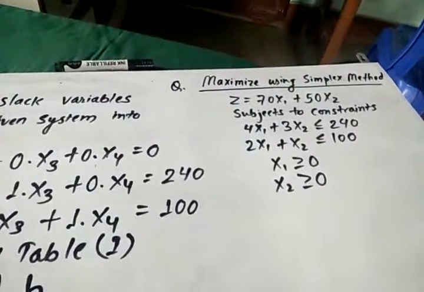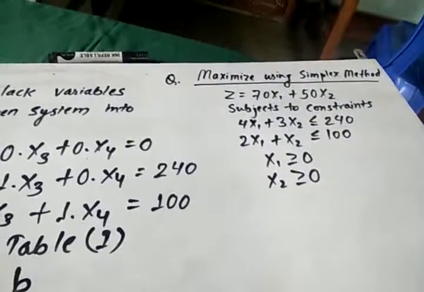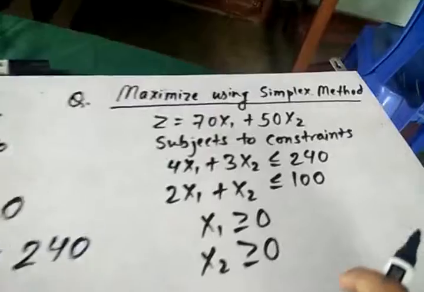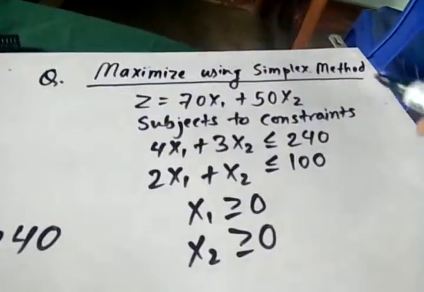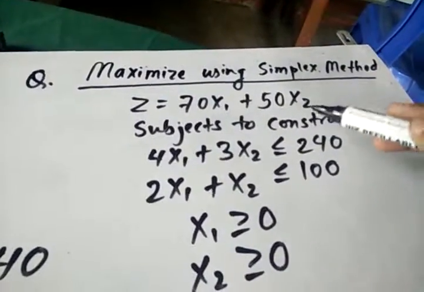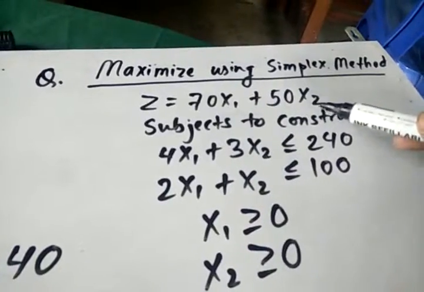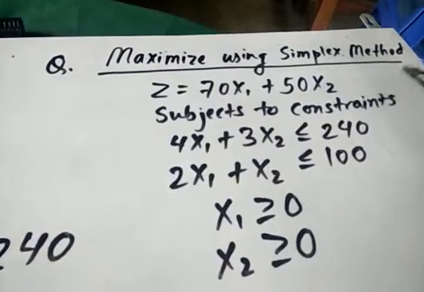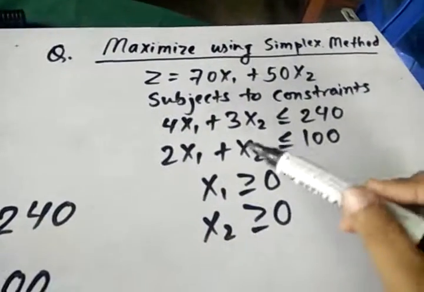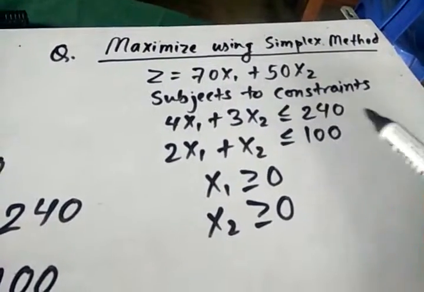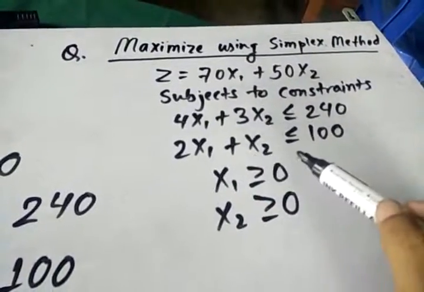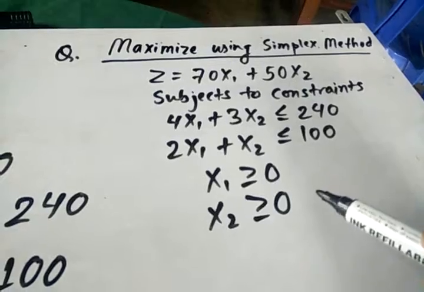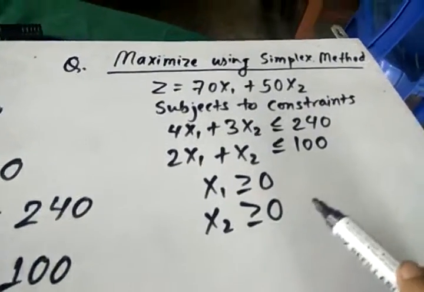Today we are going to solve a problem of engineering mathematics third, and we have our question here. Maximize using simplex method. We'll use simplex method to maximize the given function. Given function is z equals 70x1 plus 50x2 subject to constraints 4x1 plus 3x2 is less than or equal to 240, 2x1 plus x2 is less than or equal to 100, where x1 is greater than or equal to 0 and x2 is greater than or equal to 0.